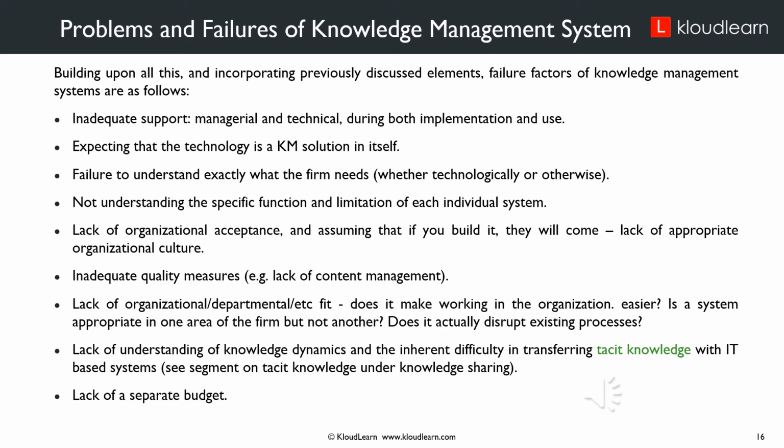Building up on all this, and incorporating previously discussed elements, failure factors of knowledge management systems are as follows: inadequate support, managerial and technical, during both implementation and use; expecting that technology is a KM solution in itself; failure to understand exactly what the firm needs, whether technologically or otherwise; not understanding the specific function and limitation of each individual system; lack of organizational acceptance and assuming that if you build it, they will come; lack of appropriate organizational culture; inadequate quality measures, for example, lack of content management; lack of organizational, departmental, etc.